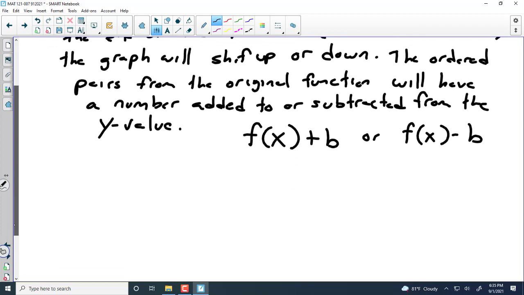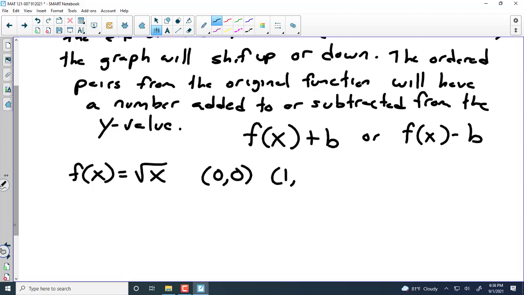So what will this look like? Well, you take f of x equals the square root of x, for instance. This original function has several ordered pairs, including (0, 0), (1, 1), and (4, 2). That will be enough to make my point. Those are 3 ordered pairs that happen to be on that graph.